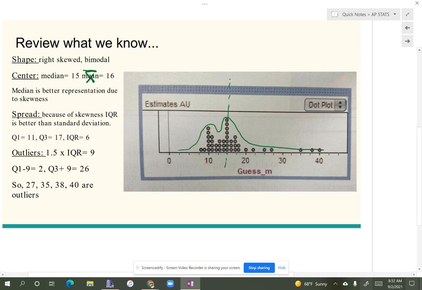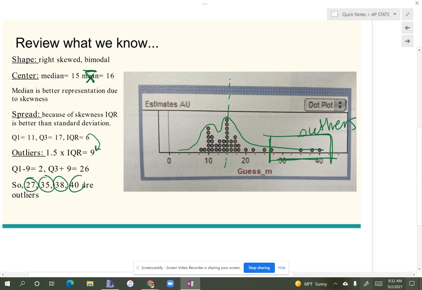Using your IQR, you can tell me what the outliers are by using the 1.5 times IQR rule. 1.5 times 6 gives us 9. So we take Q1 minus 9, so anything lower than 2 would be an outlier, and then Q3 plus 9 is 26. That tells us 27, 35, 38, and 40. There are 4 outliers. These 4 right here are technically outliers.